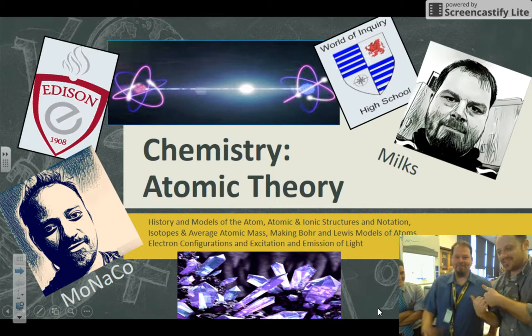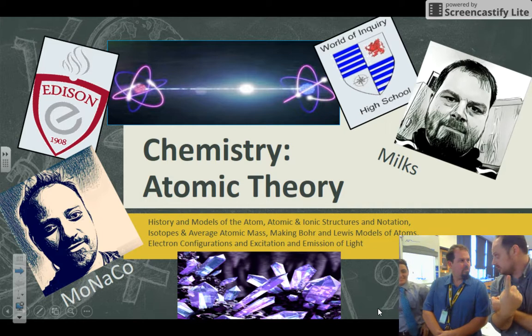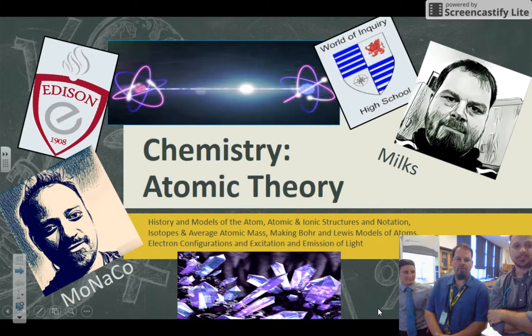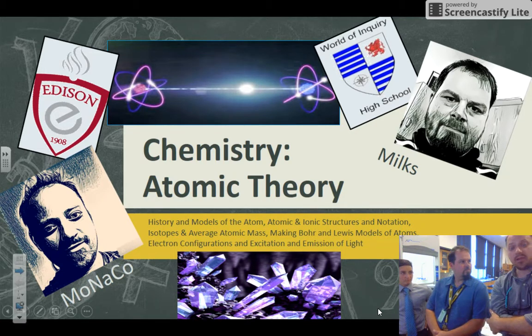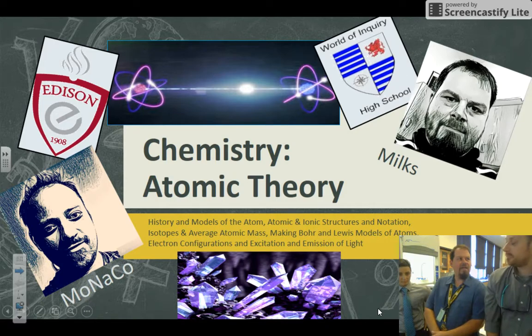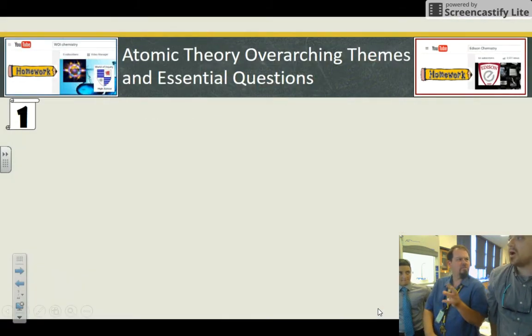I'm Monaco Milks. We're here with Unit 1, which is your second unit of study, but really our first unit: atoms. What is it all about? We're going to be hitting up things like the history of the model of the atom, atomic and ionic structures, electron behavior, and how we calculate average atomic mass. A lot of calculating, not really a lot of it, but counting of electrons, protons, and neutrons. A lot of it is getting familiar with the periodic table.